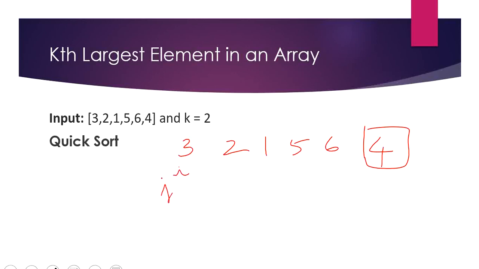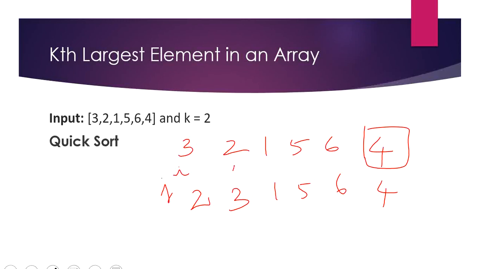It is going to check whether 3 is less than or equal to 4 or not. It is less than, but no swap happens. j moves to this position and checks whether 2 is less than. Yes, 2 is less than, so it swaps. So 2, 3, 1, 5, 6, and 4 remains here.